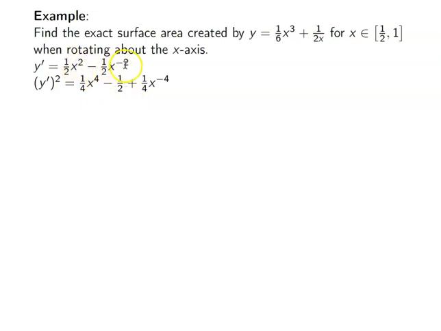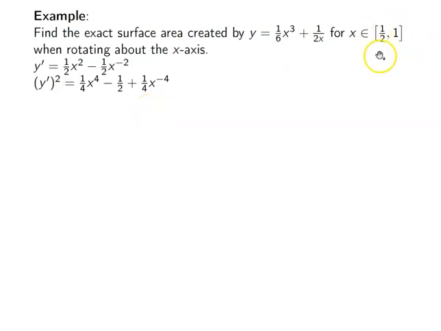x squared times x to the -2 cancels out and gives me just 1. So there is no x term in the middle here. So I have the -1/2 in the middle. Okay. So now that I have all of my pieces, I can throw it all together into my integral.